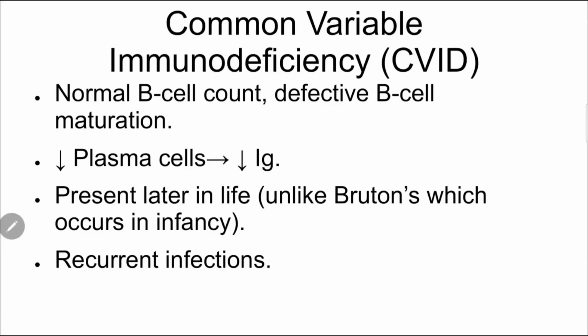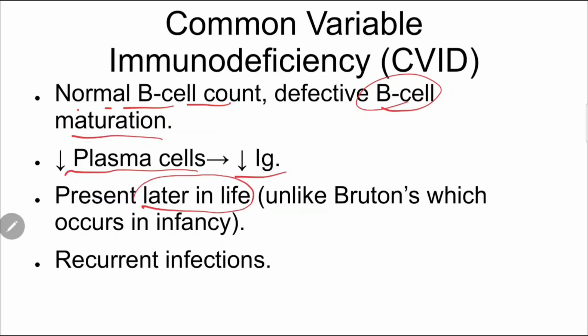Next is CVID, or common variable immunodeficiency. I think of it as a less severe form of Bruton's, right? So over here you have a normal B cell count, but the B cell maturation is still defective. So again, you will not have plasma cells and you will have low amounts of antibodies, right? But the important point is that it presents later in life, unlike Bruton's, which presents in infancy. Okay, and the symptoms will be the same, just recurrent bacterial infections.